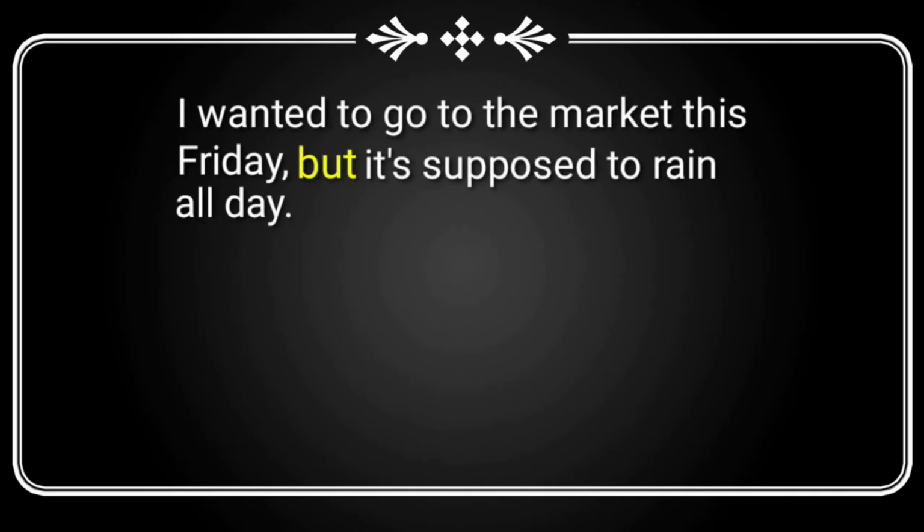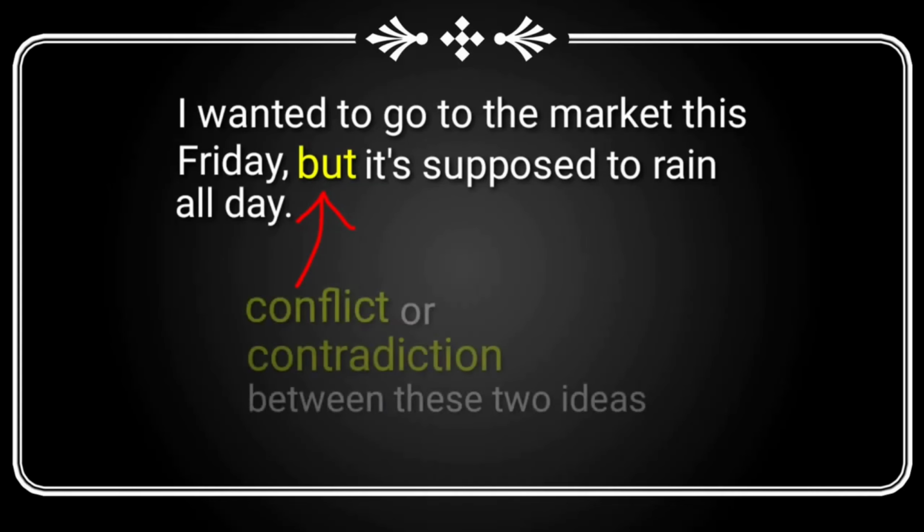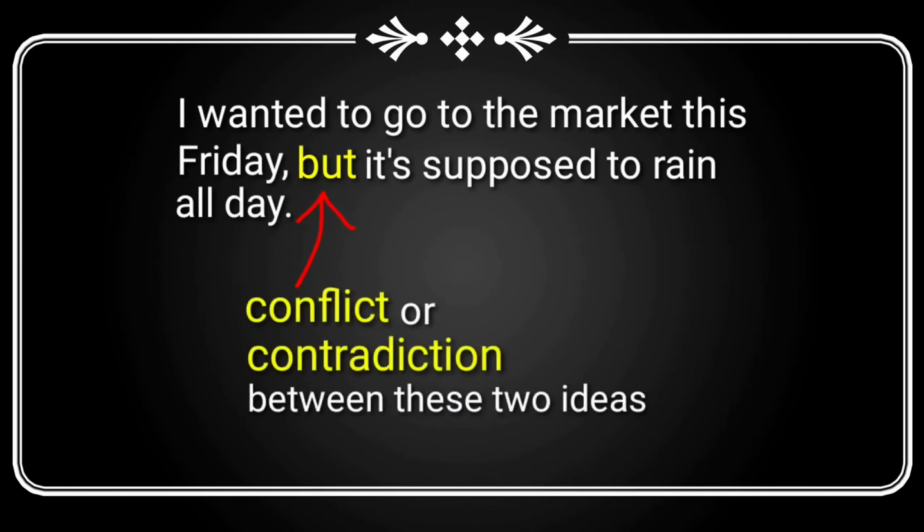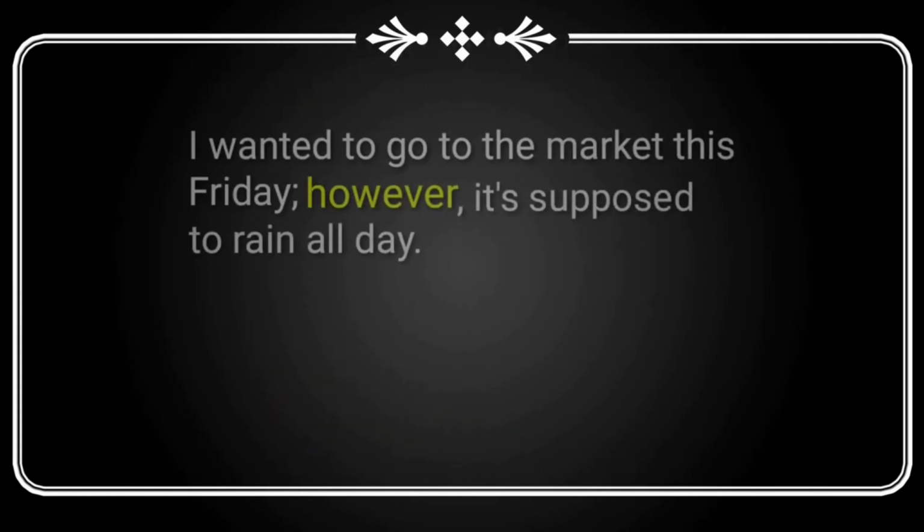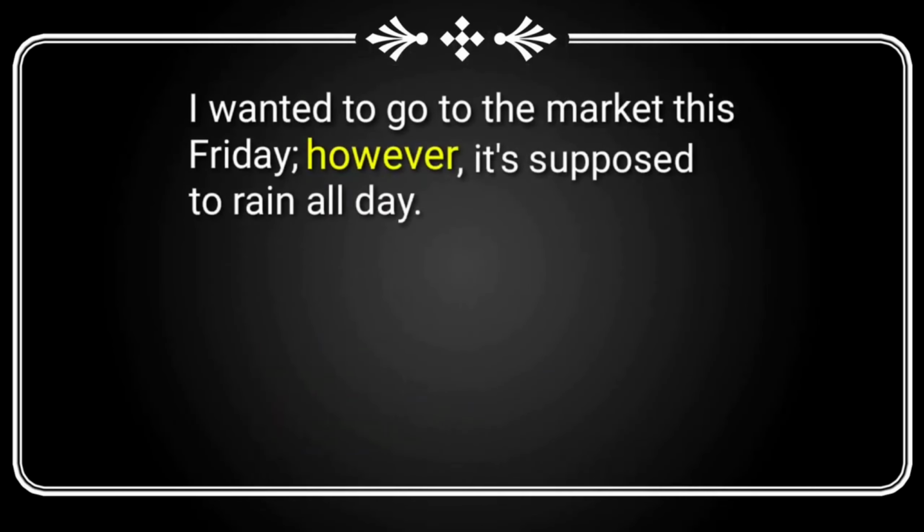In this case, I could say this. I wanted to go to the market this Friday, but it's supposed to rain all day. But is a transition word. It shows that there's a relationship of conflict or contradiction between these two ideas. This also works. I wanted to go to the market this Friday, however, it's supposed to rain all day.